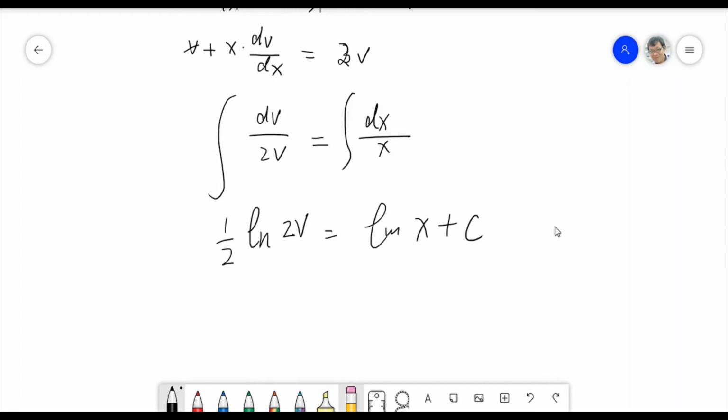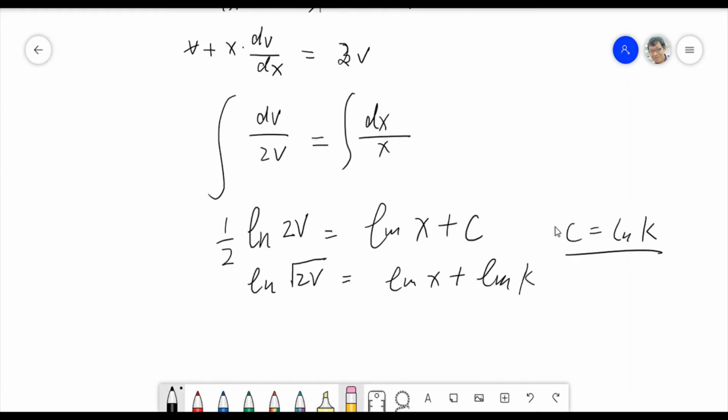So if this is 1/2, you can move it here like ln of the square root of 2v, am I right? Equals ln x plus c. We can also write this as ln k. We can make c equal to ln k, right? Anyway, that's not important. You don't ask why c equals ln k. We just suppose it can be, to make this a little simpler, okay?